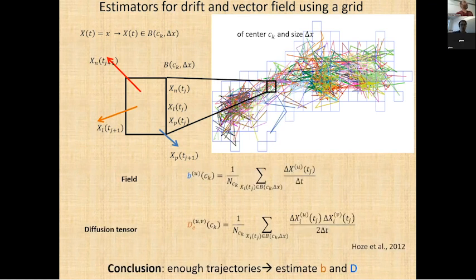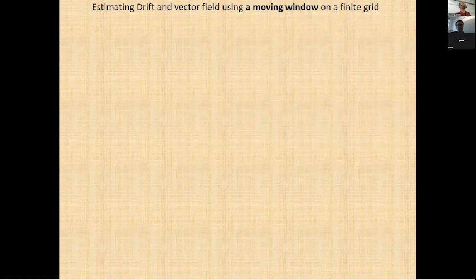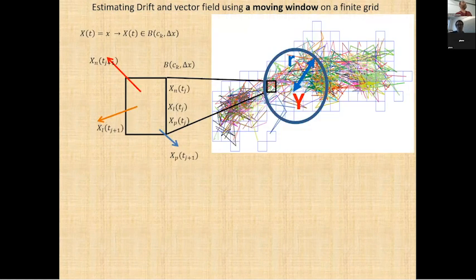Okay, so you do the averaging and it is a drift. You do the averaging square, this is the diffusion coefficient. And that's it. That's the theory.